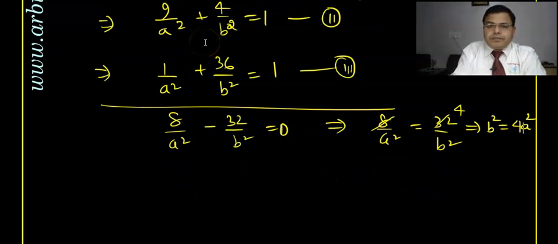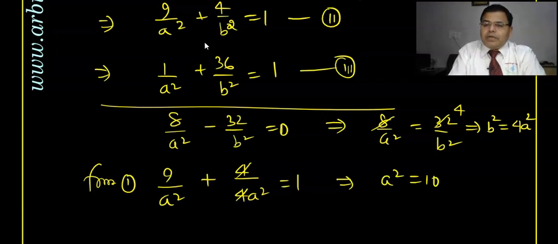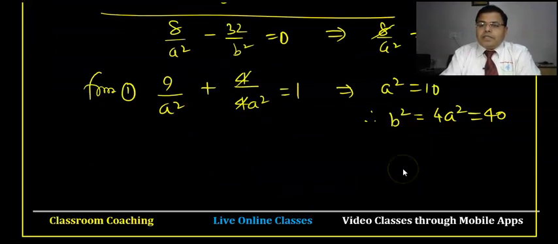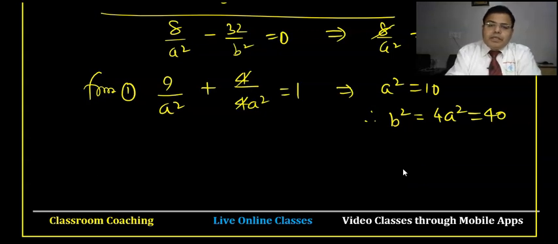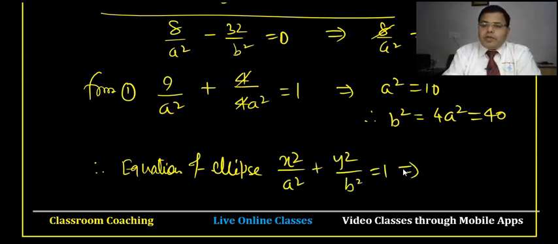Now from the first, 9 by a square plus 4 upon b square, where b square is 4 a square. That is 1. So 4, 4 cancel. And what will be 9 plus 1? 10 by a square is equal to 1. So a square is equal to 10. And therefore b square is 4 a square. That is 40. So the equation of ellipse will be x square by a square plus y square by b square is equal to 1. This implies x square by 10 and y square by 40 is equal to 1. That will be the answer of this question.